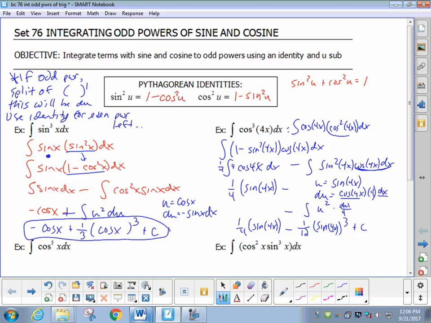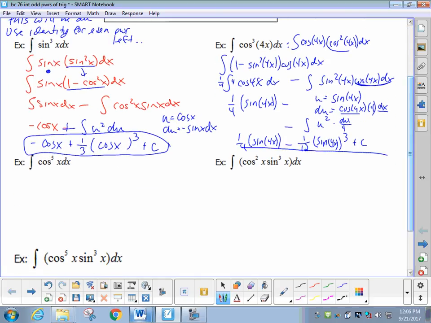All right then. A little variation. What about cosine to the 5th? What do you think you do? Let's just see where it takes us. Split it up into cosine to the 4th, cosine. You are on the right track. Do that. Then what?